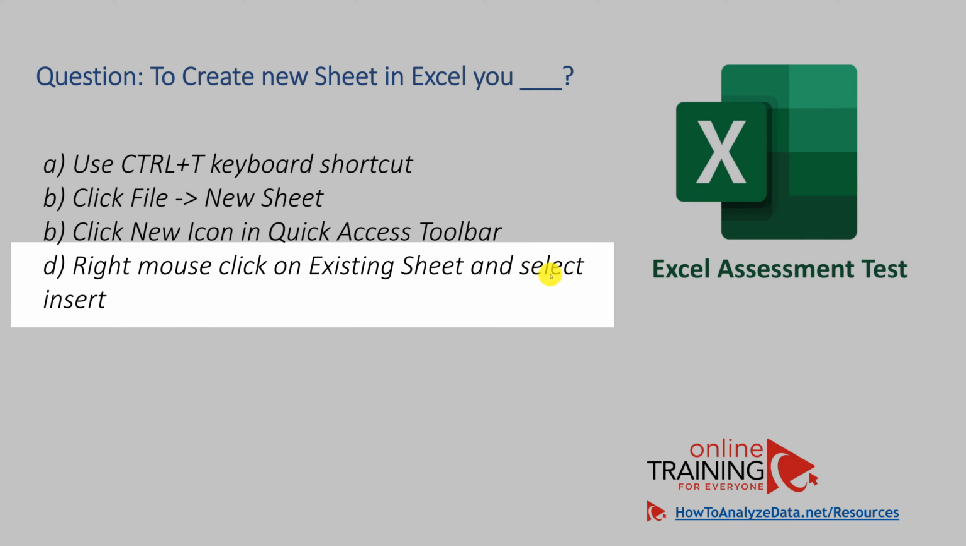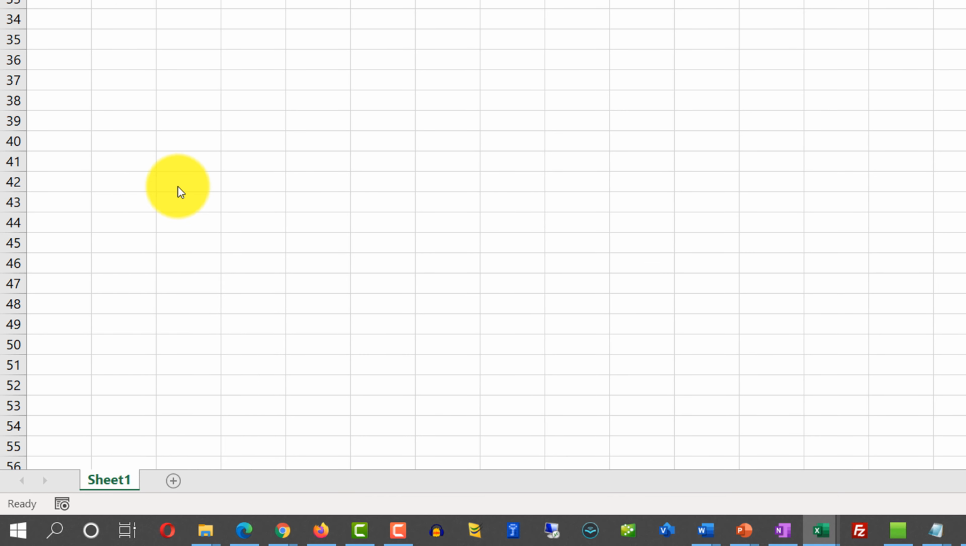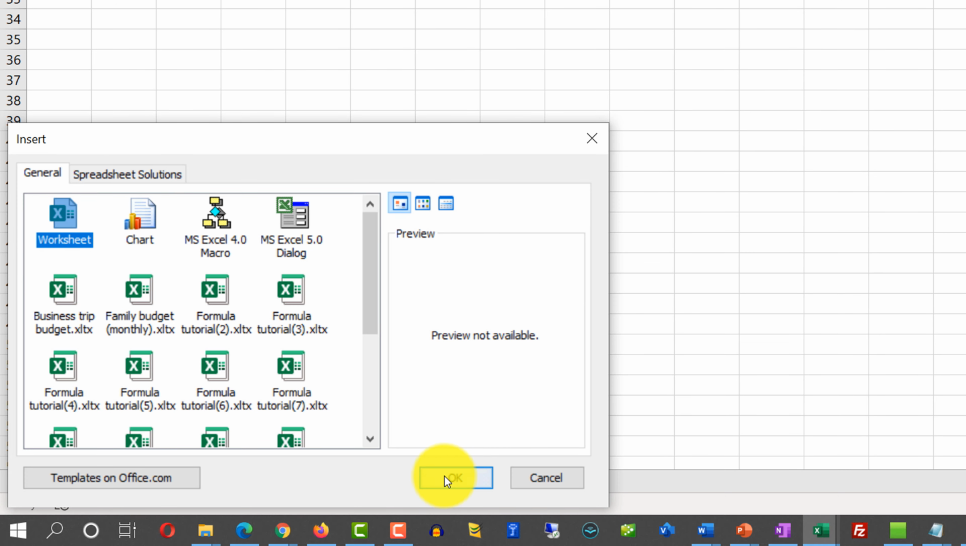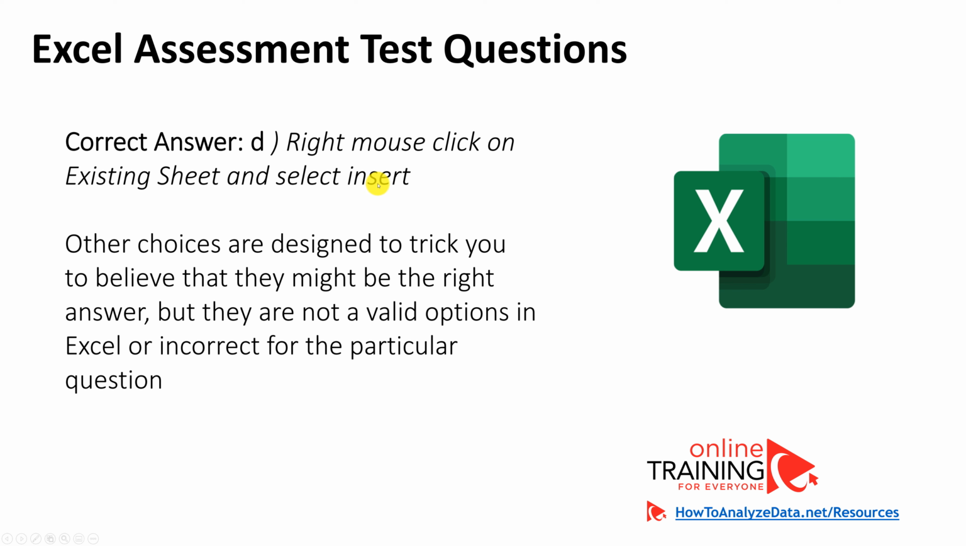and select Insert. To create new sheet in Excel, you right mouse click on the Sheet1, click Insert, and select Worksheet. And that added a new worksheet into Excel spreadsheet. So the right choice here is choice D, right mouse click on existing sheet and select Insert. Other choices are designed to trick you to believe that they might be the right answer, but they are not the valid option in Excel or incorrect for this particular question.